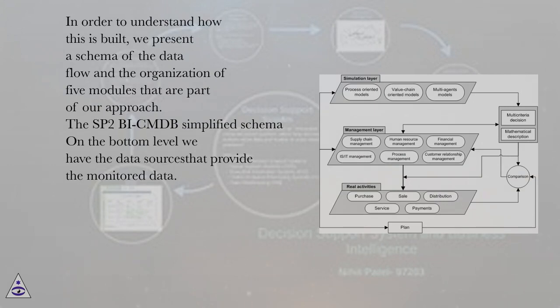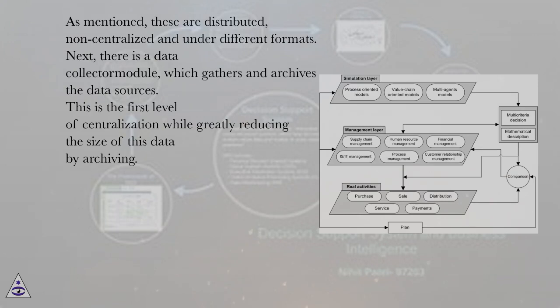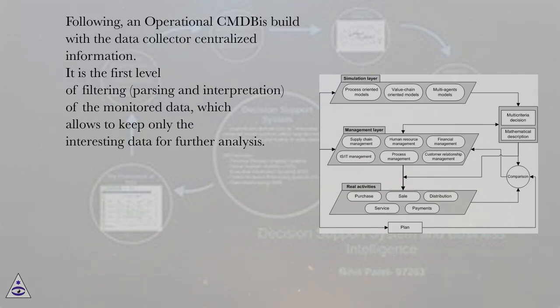On the bottom level we have the data sources that provide the monitored data. As mentioned, these are distributed, non-centralized and in different formats. Next, there is a data collector module, which gathers and archives the data sources. This is the first level of centralization, while greatly reducing the size of this data by archiving. Following, an operational CMDB is built with the data collector's centralized information. It is the first level of filtering, parsing and interpretation of the monitored data, which allows keeping only the interesting data for further analysis.